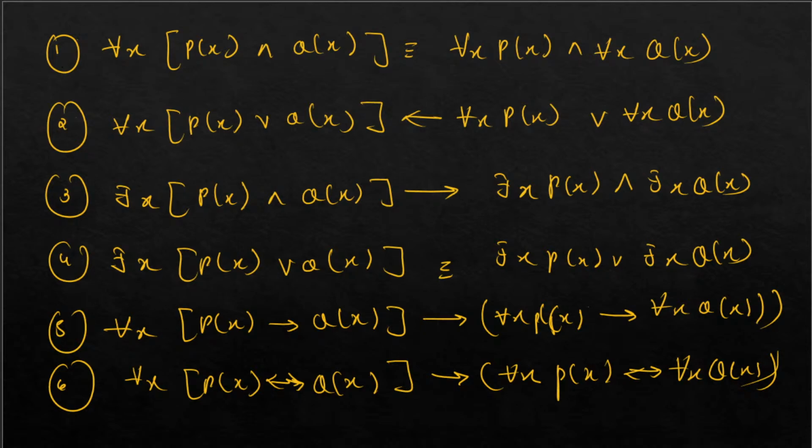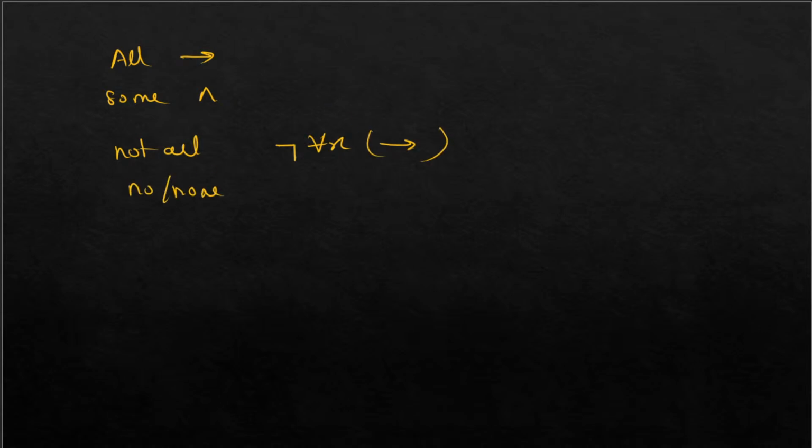Okay, so done everyone. So all you have to use this, some you have to use this, not all it's like negation for all, like this. And no or none for all x, like this.